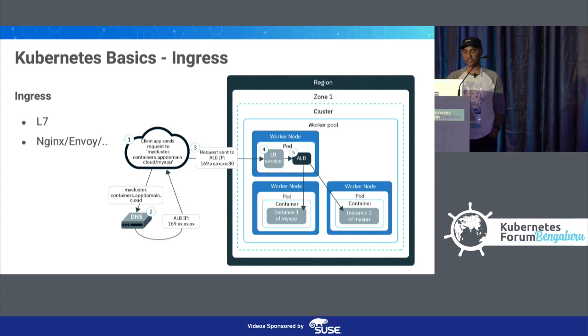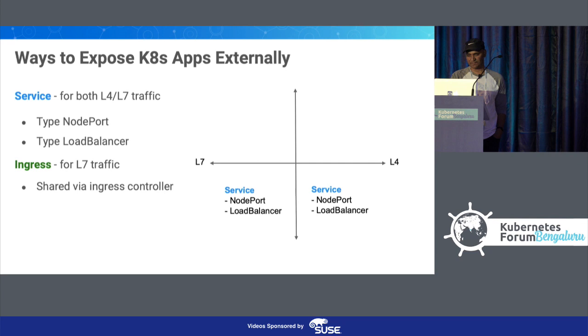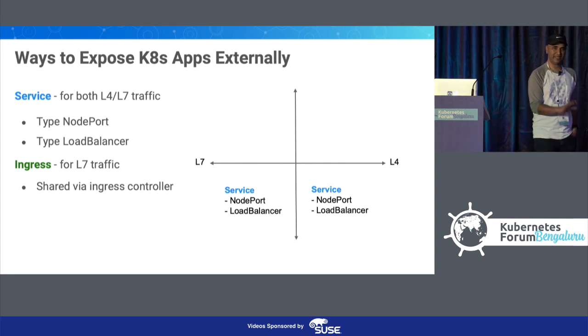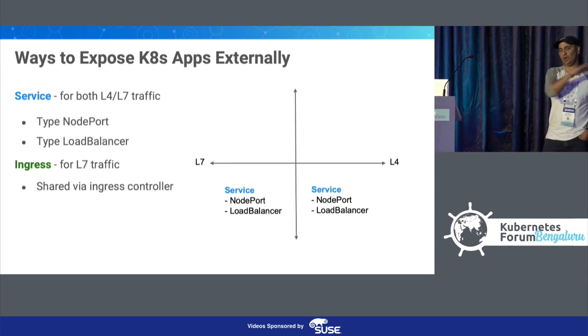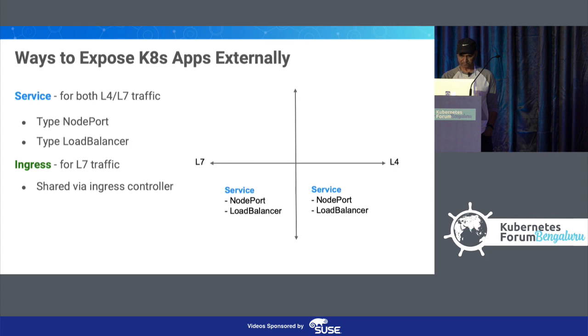Popular Ingress controllers are like Traefik, Nginx, or Envoy, and it's useful for L7. So based on my brief introduction to services in Kubernetes, what you see here is a quadrant. A simple NodePort or load balancer service for L4 or L7, they are dedicated. Each application requires a service, and the service is one-to-one correspondence to an external IP.